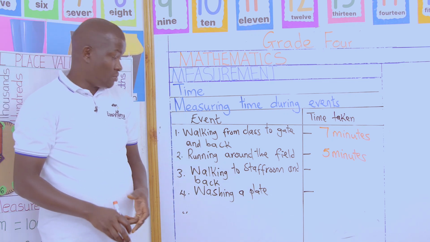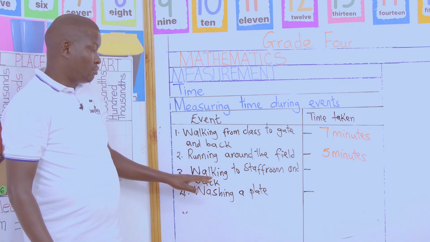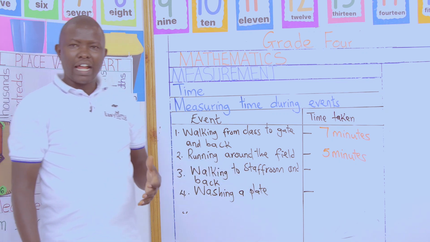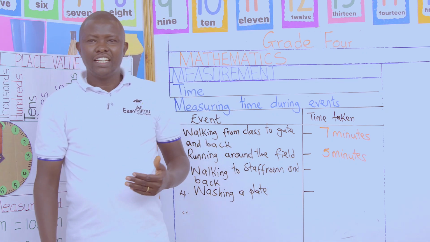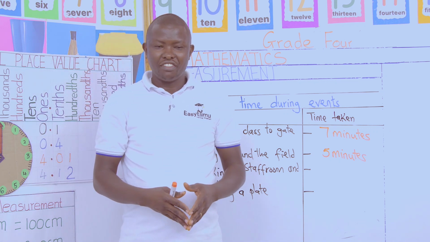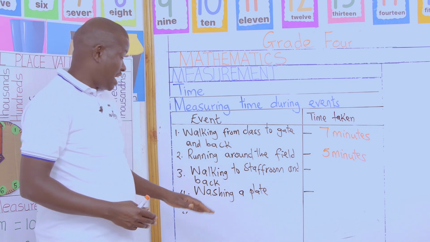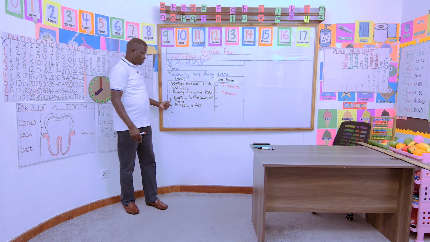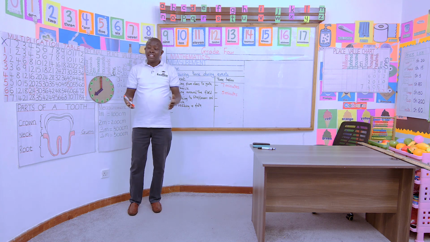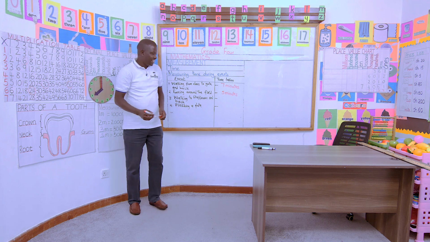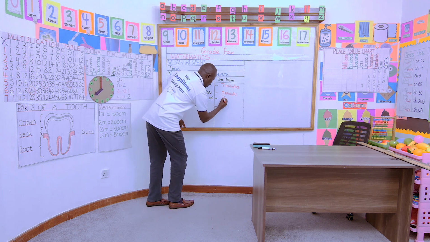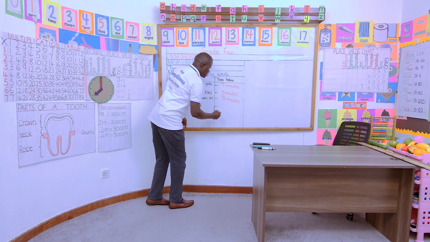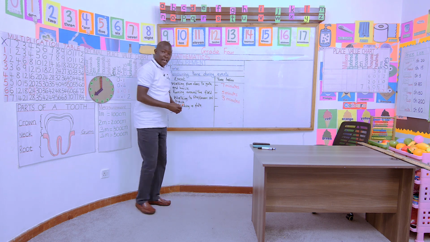Another activity that we gave was to walk from the class to the staff room and come back. I know you recorded yourself. Jen, what time did you take to walk from class to the staff room and return back to the class? You took 3 good minutes. Let me record that, because you also recorded 3 minutes. It is vital to compare the notes.